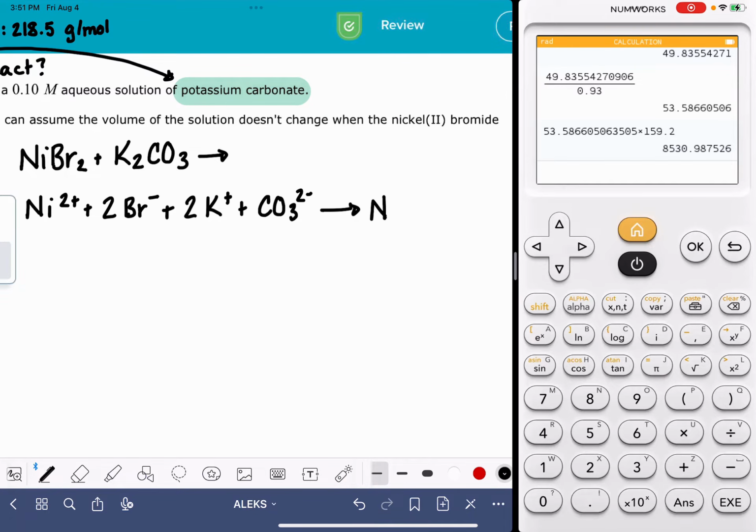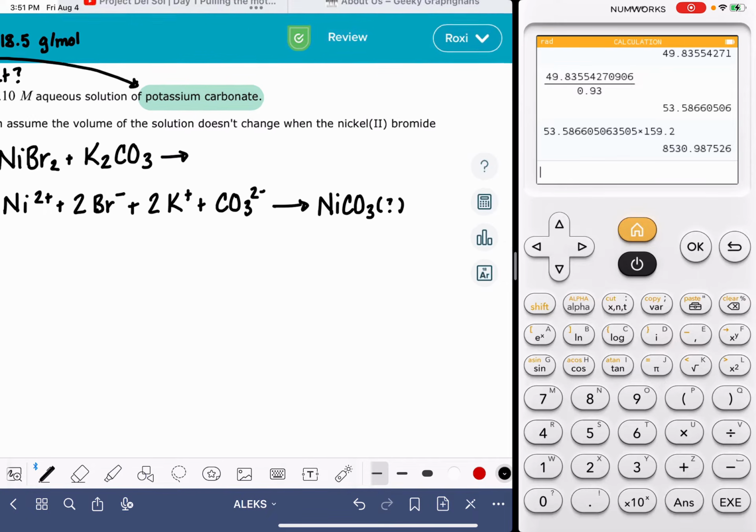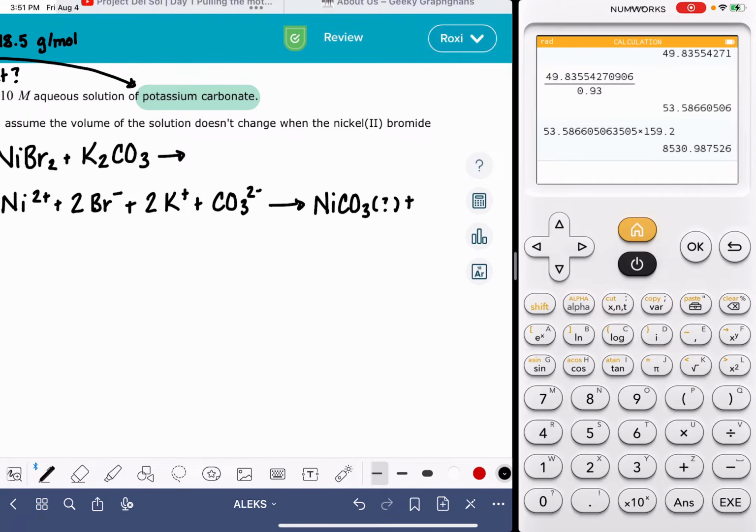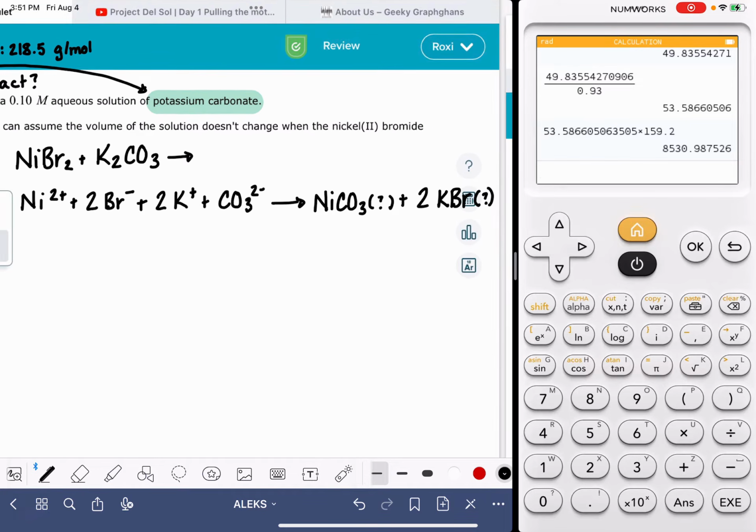That would be a formula of NiCO3. And we want to determine whether that is a solid, whether that is going to give us a chemical reaction. The other product of this reaction comes from the other two, the other cation and anion combining. That's going to be KBr. And again, we're trying to figure out what's going on with the nickel carbonate and the KBr.